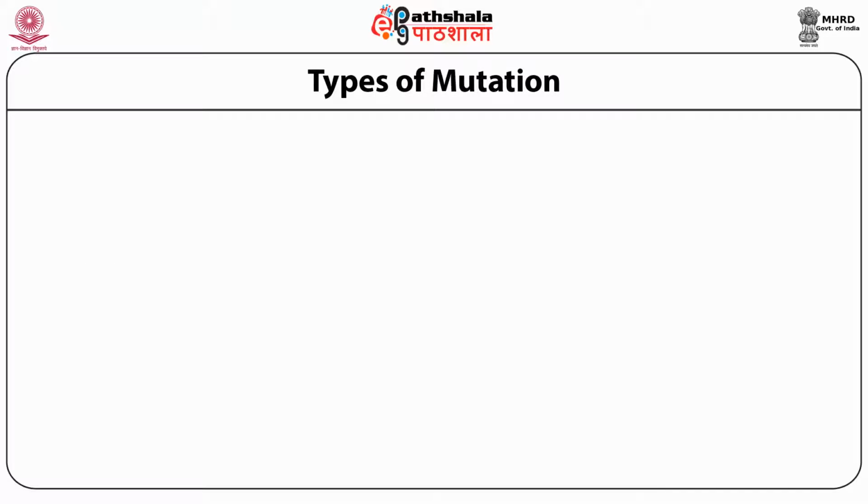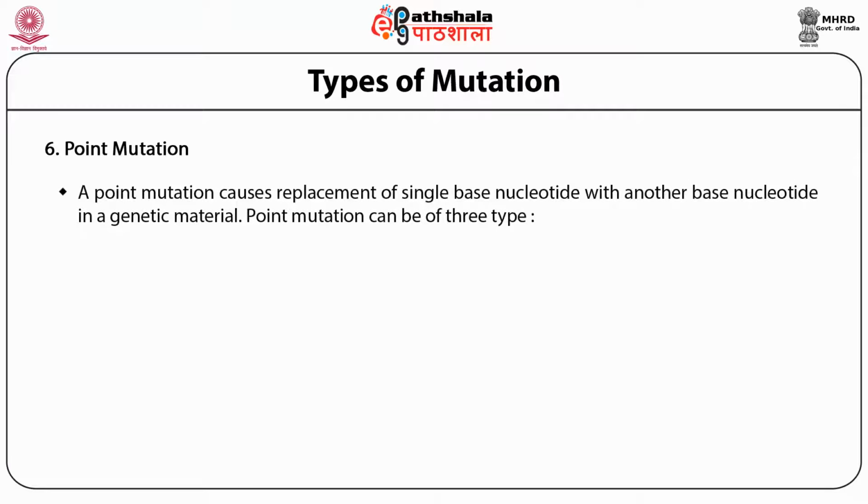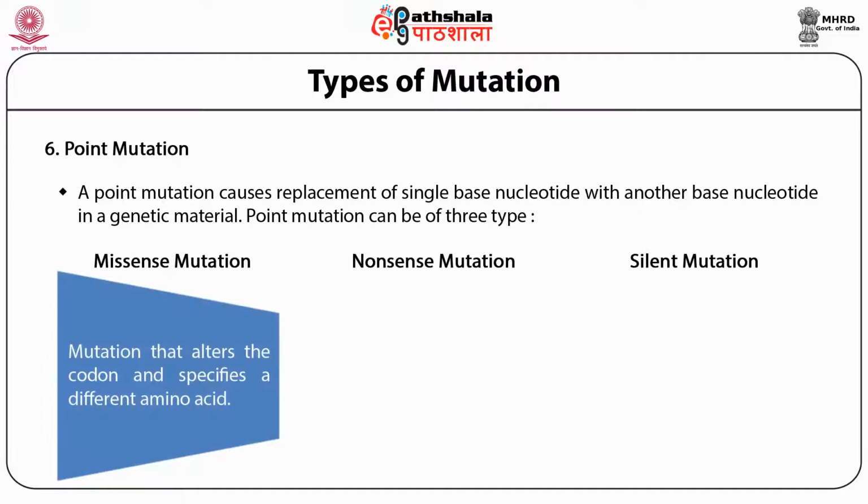Now let's come towards another kind of mutation known as point mutation. A point mutation causes replacement of a single base nucleotide with another base nucleotide in the genetic material. Depending upon the effect of this replacement, point mutations can be classified into three types: missense mutation, nonsense mutation, and silent mutation. Missense mutation is a type of mutation that alters the codon and introduces a different amino acid.